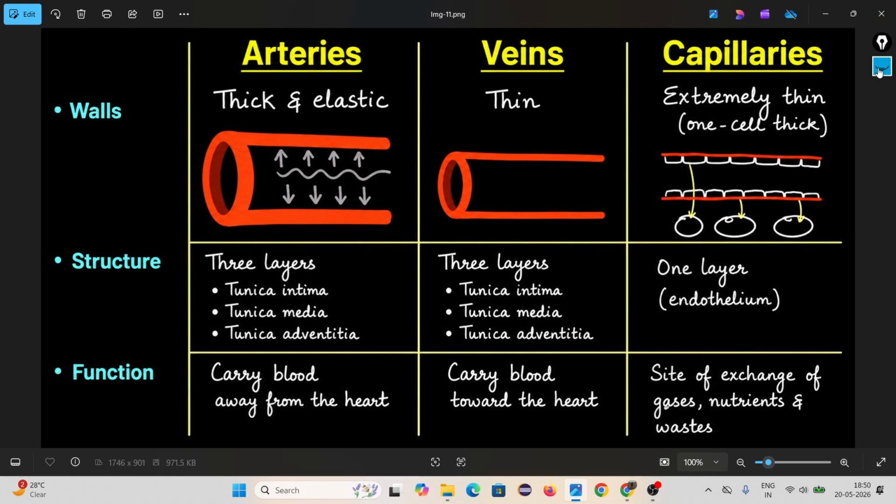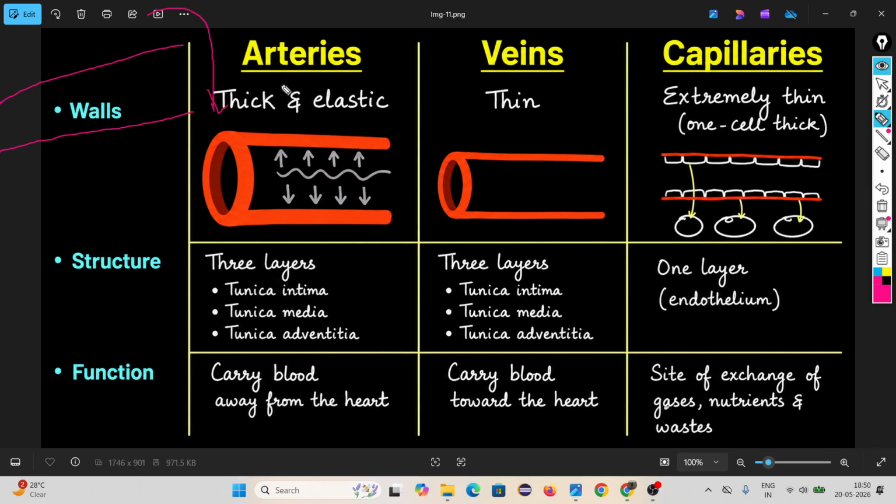Then look at the arteries' wall. Artery wall is thick and elastic because it handles pressure. The oxygenated blood is passing through arteries because the heart is creating pressure inside the arteries. That's why the blood passes through the arteries. And where the pressure is there, that wall should be thick and elastic, right? Otherwise it will burst.